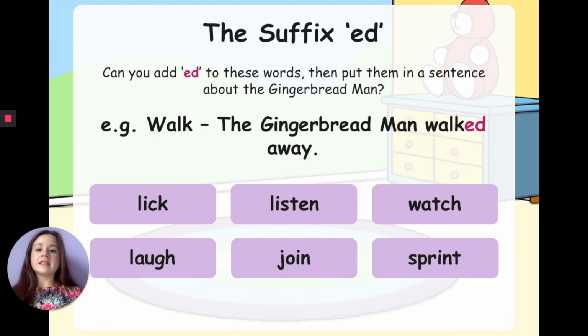So the suffix ed. Can you add ed to these words and then put them in a sentence about the gingerbread man? My example of a verb is walk. The gingerbread man walked away. And then you need to change the words lick, listen, watch, laugh, join and sprint. Remember, sprint means a really fast run. Pause the video to complete this activity.